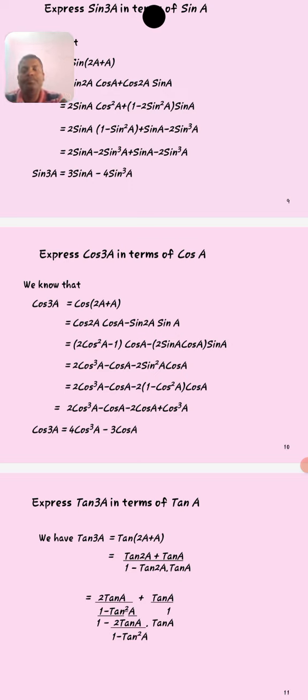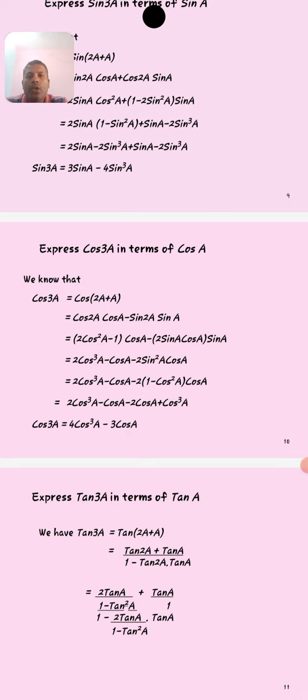Next step: 2 cos cube a minus cos a minus 2 into, in the place of sin square a, we have to write 1 minus cos square a into cos a. Now write 2 cos cube a minus cos a minus 2 into 1 minus 2 into cos a plus cos cube a. Here cos 3a is equal to cos cube a plus cos cube a, 2 cos cube a. Sorry, here a mistake is there: 4 cos cube a minus 3 cos a.